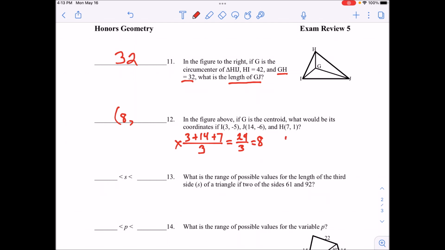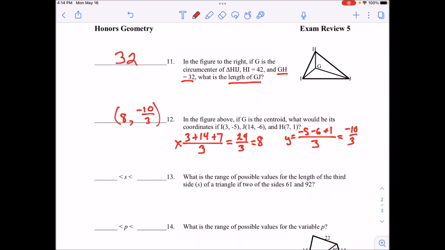I can do the same thing for my y value. Y is equal to the sum of all the y values, a negative 5, a negative 6, and a positive 1, all divided by 3. That gives me a value of negative 10 over 3. So negative 10 thirds, or if you have that as a mixed number, negative 3 and 1/3, that would work as well.